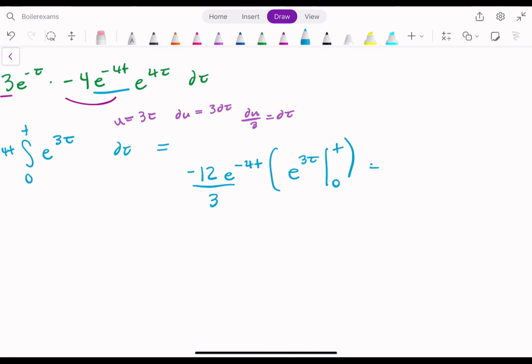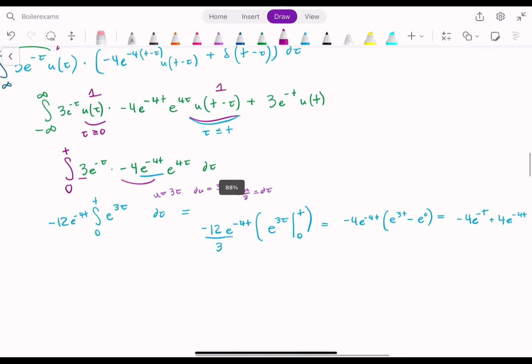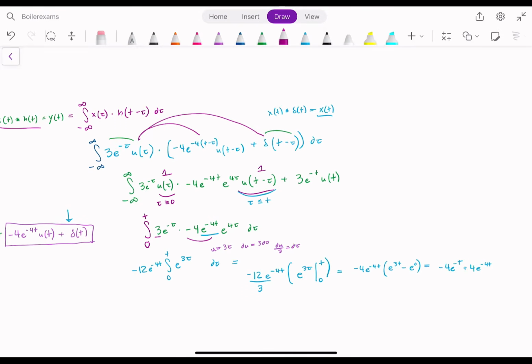And so then this is going to be equal to negative 4 e to the negative 4t times e to the 3t minus e to the 0, which is 1. And this is going to ultimately be equal to e to the negative t plus 4e to the negative 4t. And so this is what this integral is equal to.